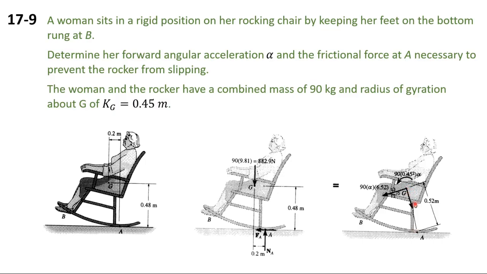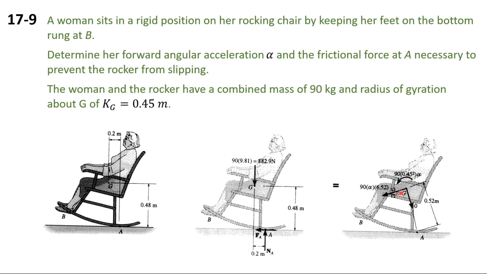So the link will rotate in this direction, because that's how the movement is going to be forward. So it's going to rotate in the counterclockwise direction. Of course, this normal component is going to be 0 because the lady is in a rigid position. That means she's at rest.